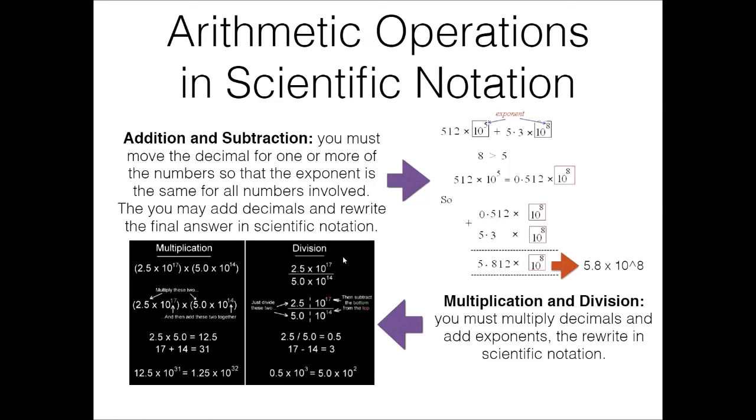For division, it's a slightly different feel, but it's the same rules. So 2.5 times 10 to the 17 divided by 5.0 times 10 to the 14. You will divide the two decimals. 2.5 divided by 5.0 gives you 0.5. And 10 to the 17, 10 to the 14, you're going to subtract 14 from 17 to get 3. So you'd write to start 0.5 times 10 to the 3.